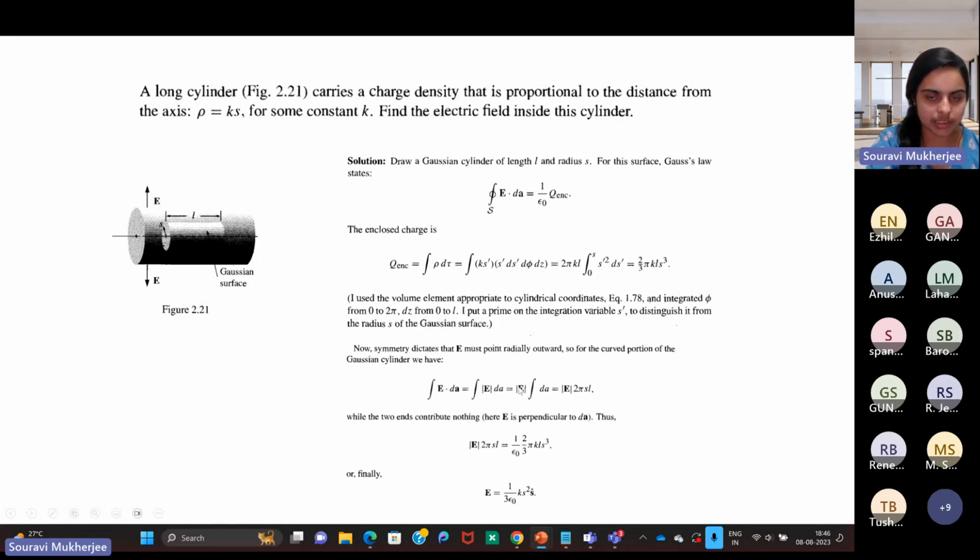So you take the electric field out, because it's independent of dA. And what is your curved surface area? That is given as 2 pi s into L, right? That is your surface area, 2 pi s into L. And then if you equate both of them, you get the electric field value. As you can see, it has a radial component. Is this clear? Clear to everyone?